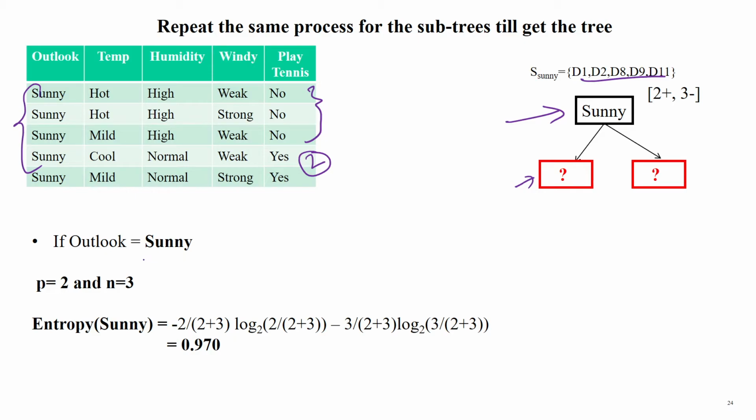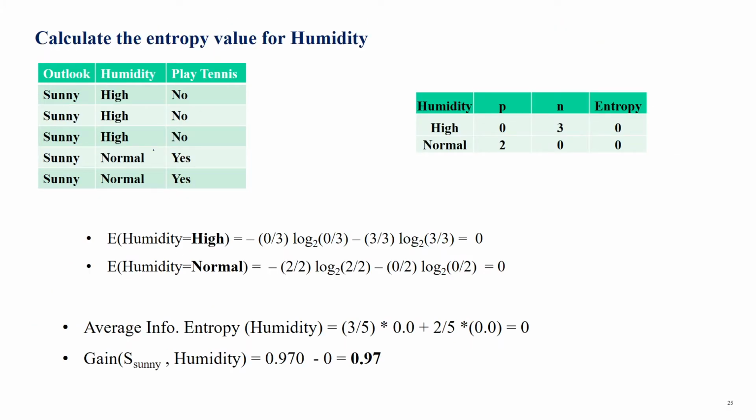For that, first we have to calculate the entropy when outlook equal to sunny. Here two positive, three negative samples. When you are substituting the values into the formula, we will get 0.97. Then we have to take the attribute one by one among the three: humidity, temperature, and wind. First we are selecting the humidity.